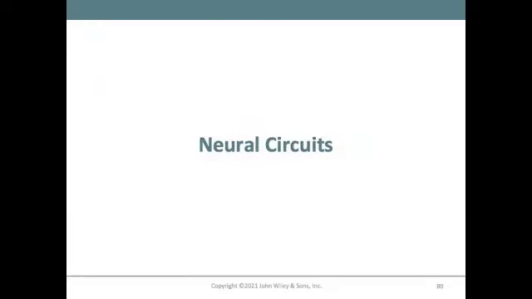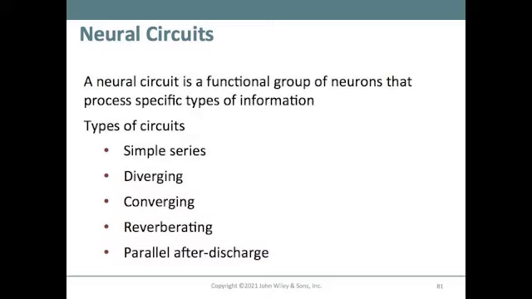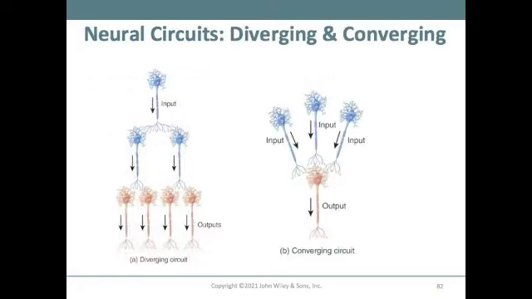Neural circuits, page 454. A neural circuit is a functional group of neurons that processes specific types of information. Types of circuits: simple series, diverging, converging. Diverging means they go apart. Converging means they come together. Then reverberating, and parallel after discharge.